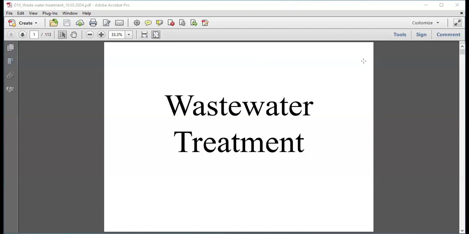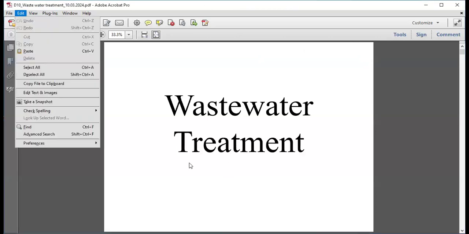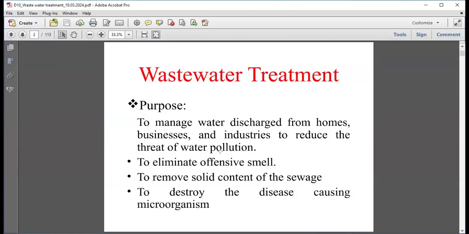Is water treatment. We are going to see that one. Wastewater treatment, one of the other topics. Why is drinking water treatment? Next, wastewater treatment. Why is it needed? What's the purpose of wastewater treatment?